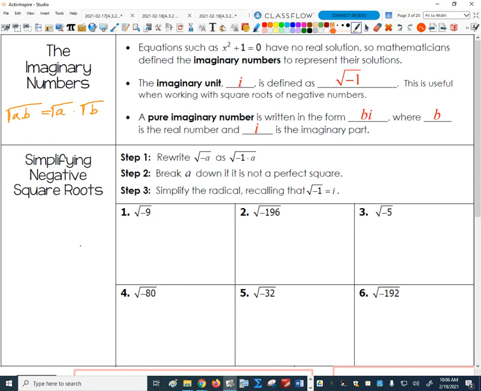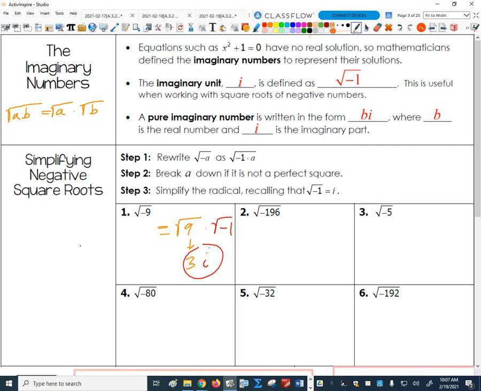So I could write the square root of -9 as the square root of 9 times the square root of -1. The square root of 9 is 3, and the square root of -1 is what we define as i. And so that's my answer, 3i.